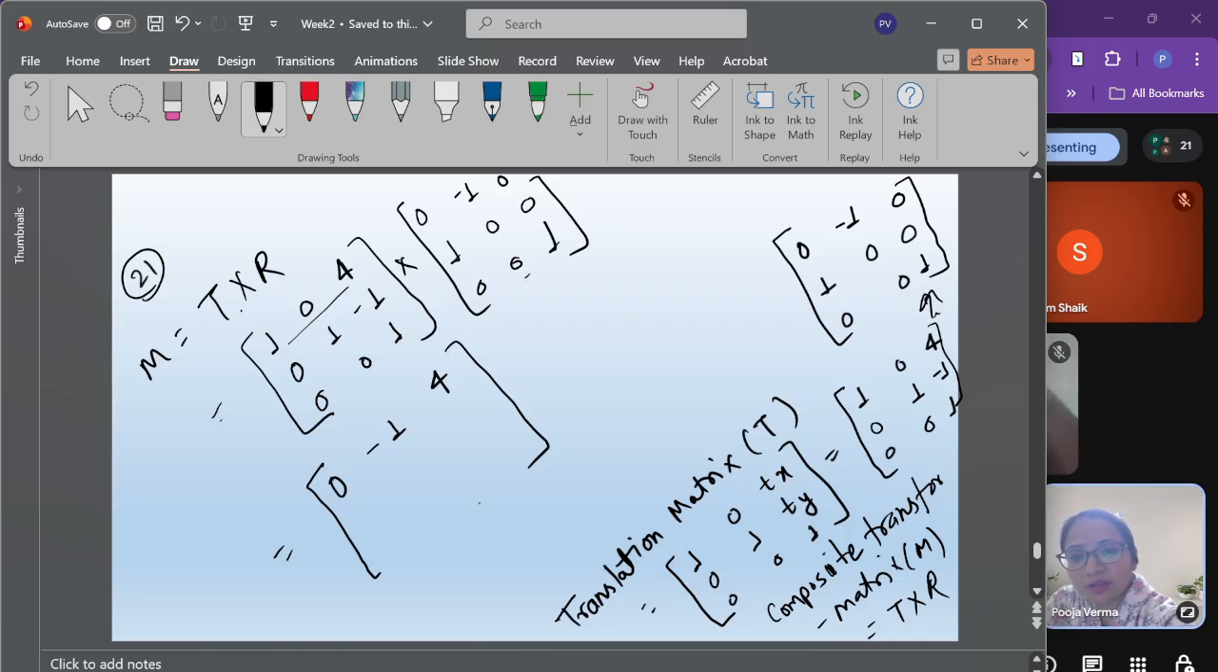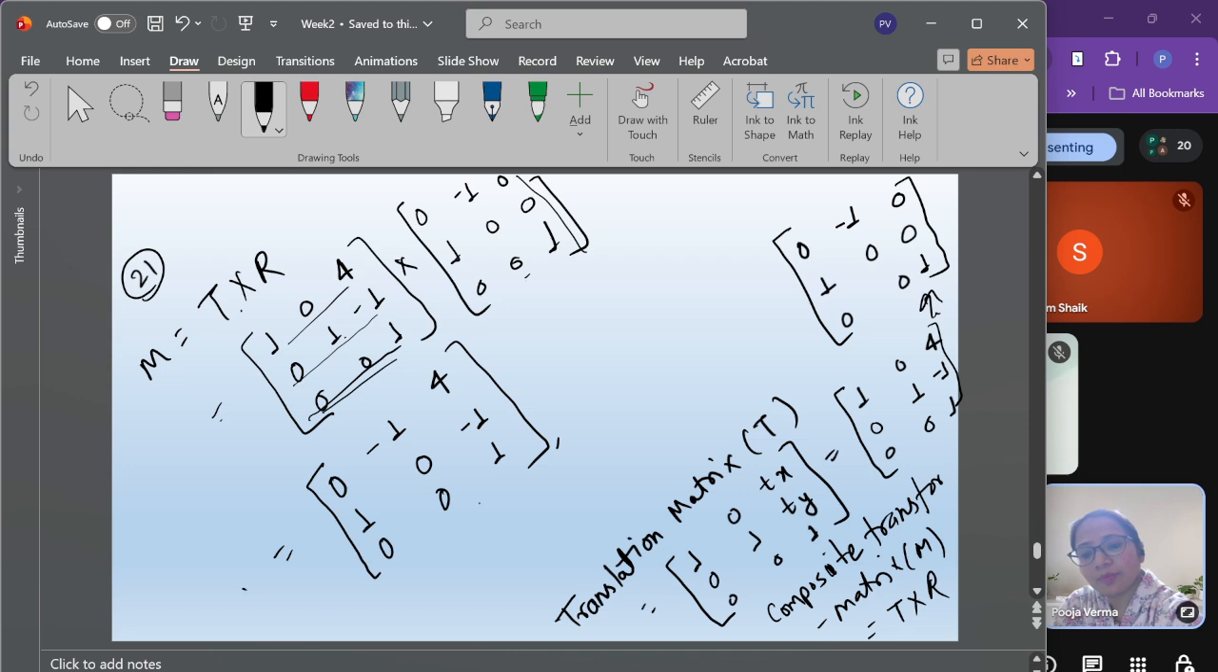Similarly you can calculate the next. Second row, first column gives 1. Then you get 0, and then minus 1. For the third row, you get 0, 0, and in the third place 1, that is third row and third column. So this is our composite matrix M.